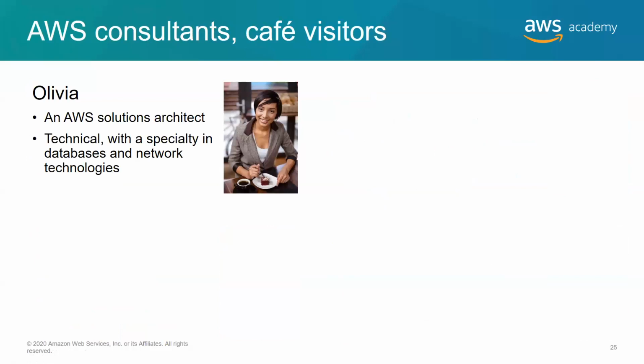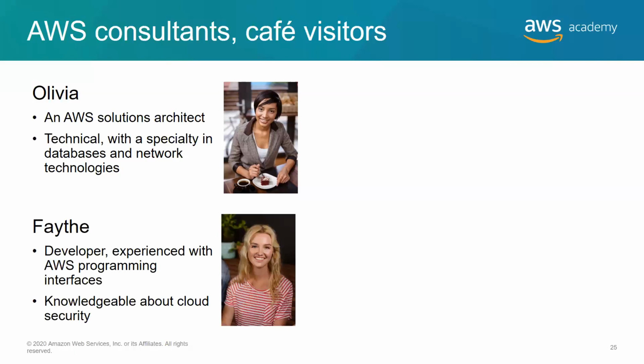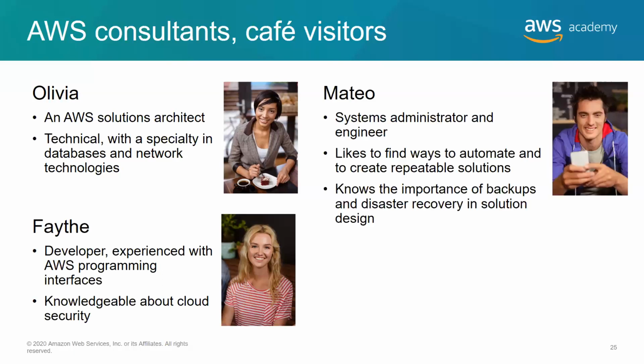So here, AWS cave is there. Olivia, right? She's a solution architect. She's going to help to connect with the database, and providing a solution for the network technologies. She's technically sound. Then the fifth, a developer, experience with AWS programming interface, knowledge about cloud security she has. And Matthew is a system administrator engineer, likes to find a way to automate and to create a repeatable solution.